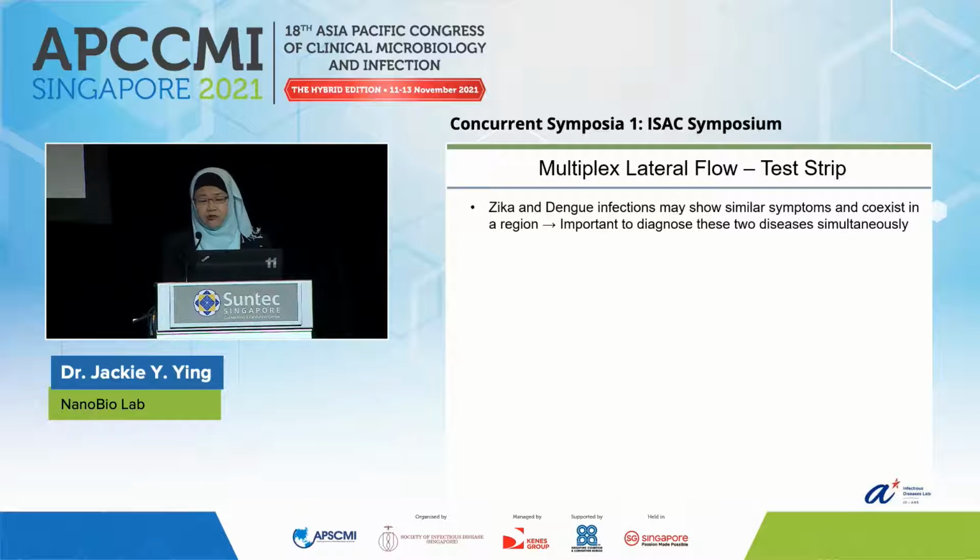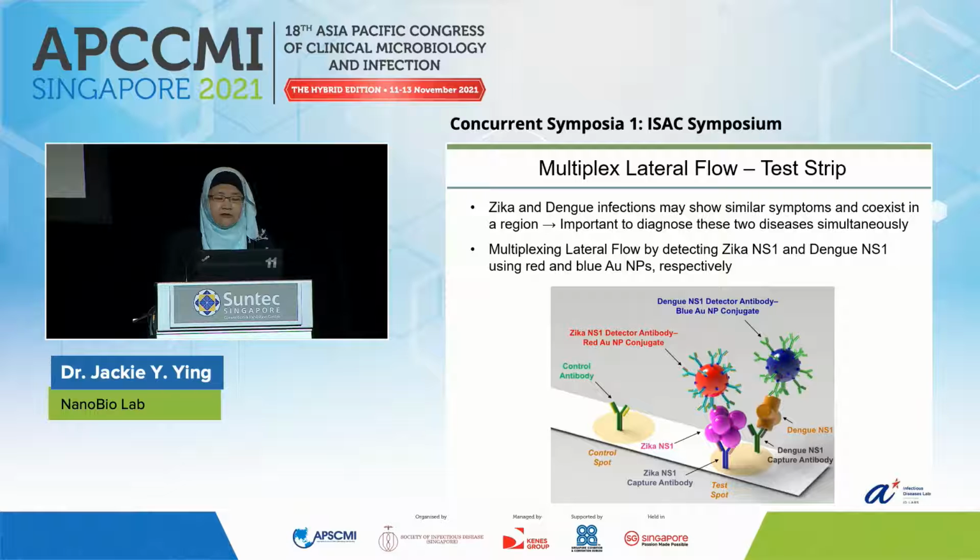In addition, we were interested in making a multiplex lateral flow assay. This is because the infections for both Zika and dengue have similar symptoms and coexist in the same regions. So it's important to diagnose these 2 diseases simultaneously. In this multiplexing assay, what we have done is make use of 2 different types of gold nanoparticle. The red gold nanoparticles are used to detect Zika, and the blue gold nanoparticles are used to detect dengue.